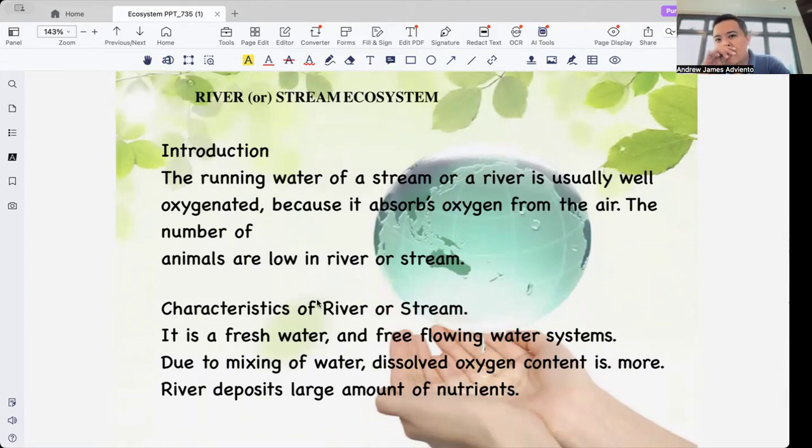Okie dokie. Now, let's begin with another kind of aquatic ecosystem, which is what we call the river or stream ecosystem. This ecosystem is a flowing freshwater system where water moves continuously in one direction, from higher to lower elevations, eventually reaching lakes, seas, or oceans. These ecosystems are dynamic because the movement of water constantly changes the environment, affecting the organisms that live there.